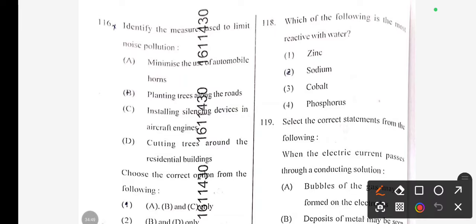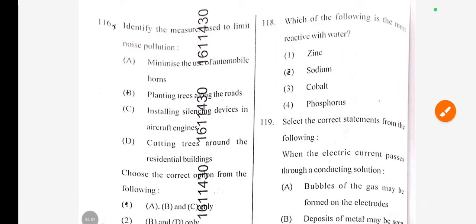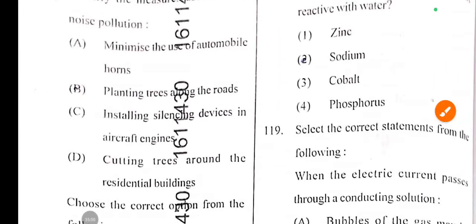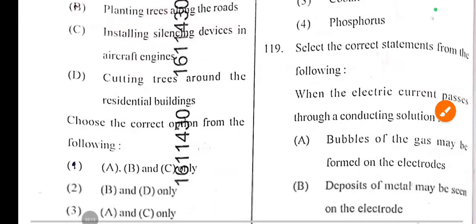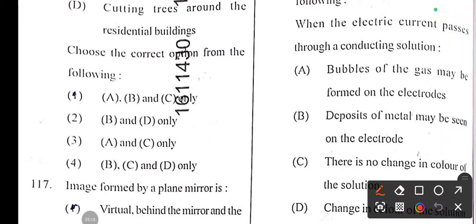116. Identify the measure used to limit noise pollution. The measures used to limit noise pollution are: minimize the use of automobile horns, planting trees along the roads, installing silence devices in the aircraft engines. Cutting trees around the residential building is wrong. So the answer is option 1, A, B, C only.